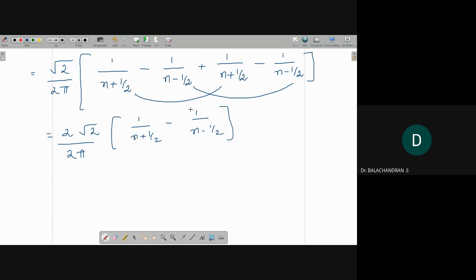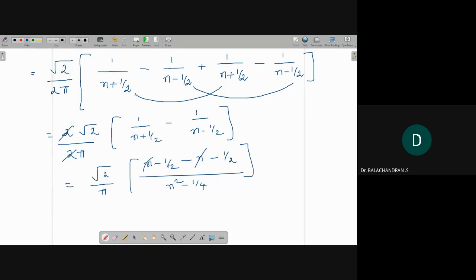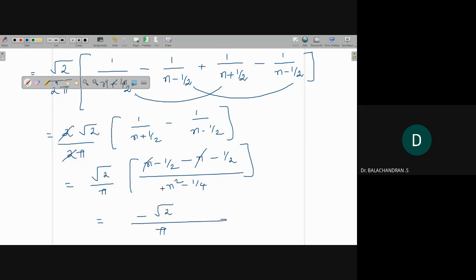Actually, two times, I took 2 commonly. So 2 gets cancelled. So root 2 by pi. If you take LCM, this is n square minus 1 by 4. In the numerator you have just cross multiply: n minus half minus n minus half, so this is minus 1. So minus root 2 divided by pi, this is what? 4 n square minus 1 divided by 4, or I'll write 4 in the numerator. This is your A n. Okay, so next I need to find the B n.